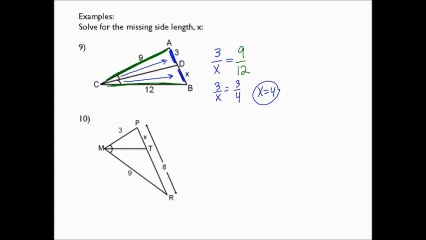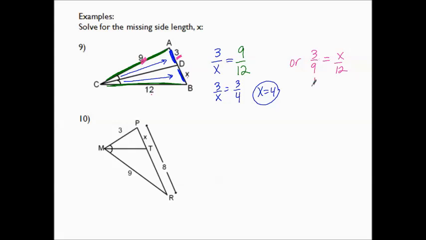Now I could have set this proportion up a different way. So let's look at it in a different way. Instead of going 3 over x, I can do little segment that's on the top with side that's on the top. So little segment over side. 3 over 9 equals, as long as I go in that same order, x over 12. Let's see if it works out the same.